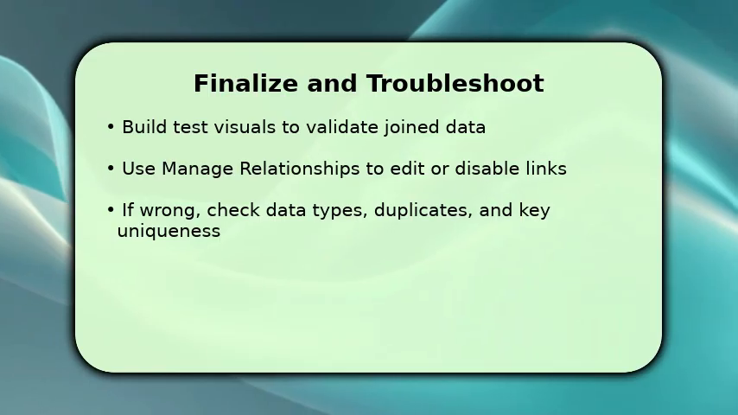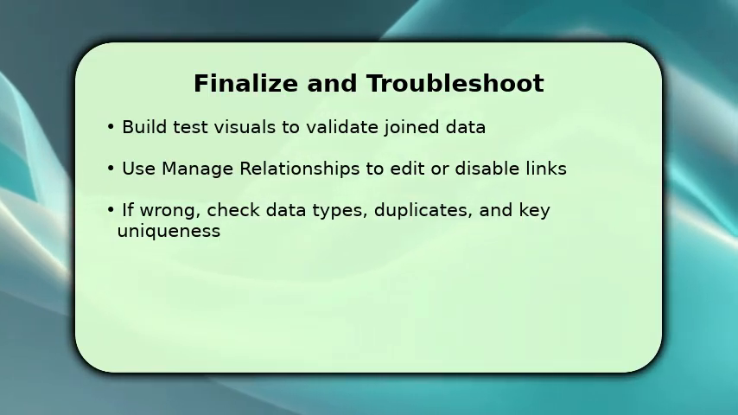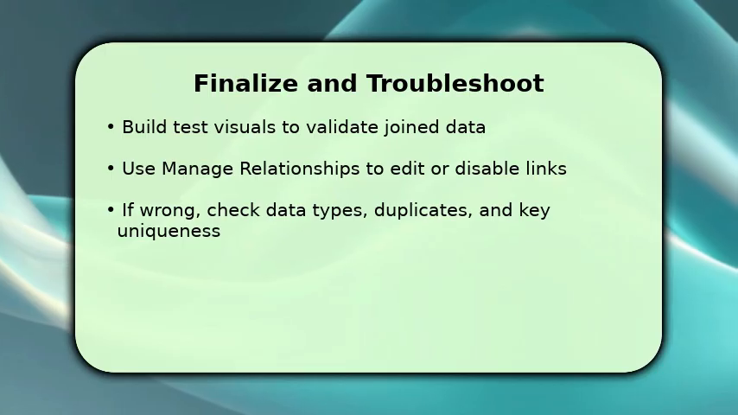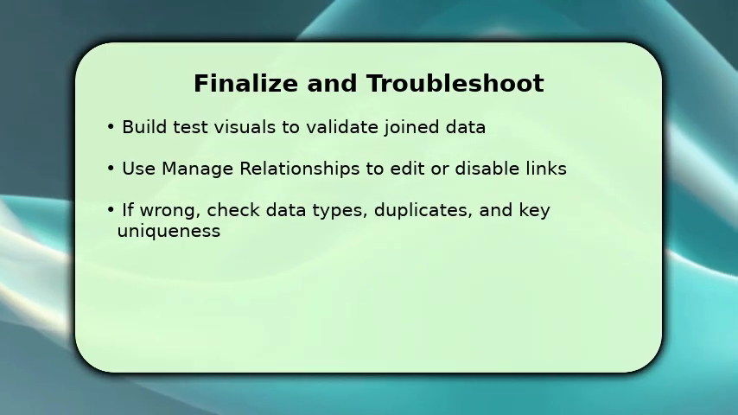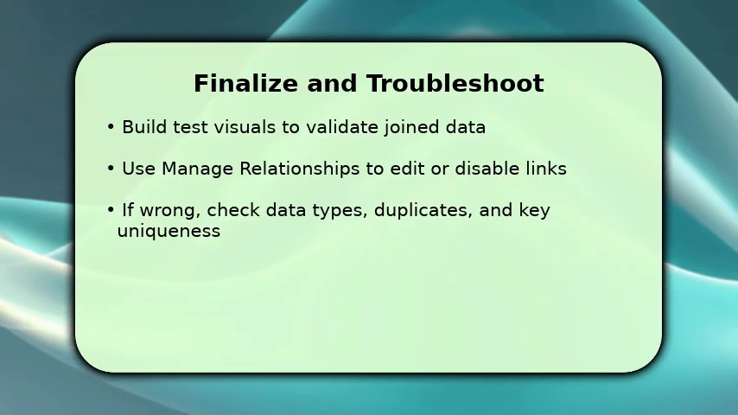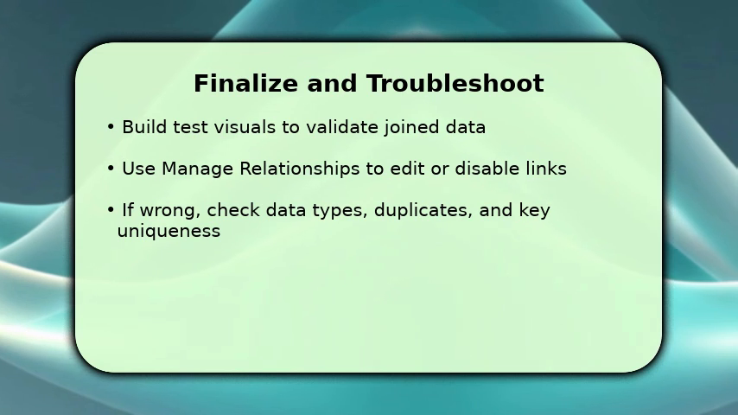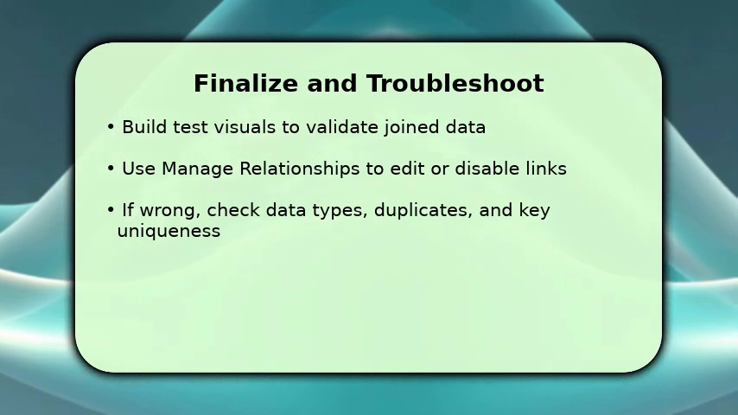Make sure matching columns share the same data type and consistent formatting, and remove unexpected duplicates in key columns. As a troubleshooting tip, if filters don't propagate, check cross-filter direction and cardinality first. Those settings fix most linking issues and restore correct behavior.